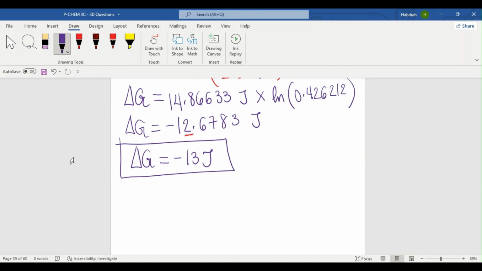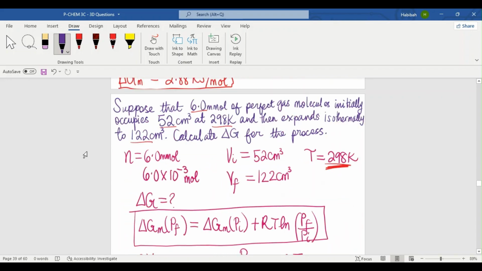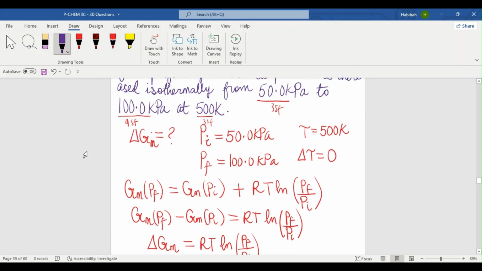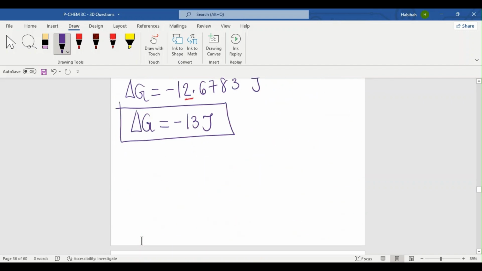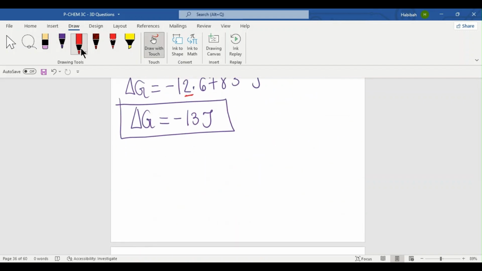I want to quickly mention something that I saw online, and I think that will be absolutely necessary. Please do not click off this video. What I noticed online is that rather than using this equation where you would have the molar Gibbs energy, P final, P initial, all of that, since this is an isothermal question, we know that P initial times V initial is equal to P final times V final.